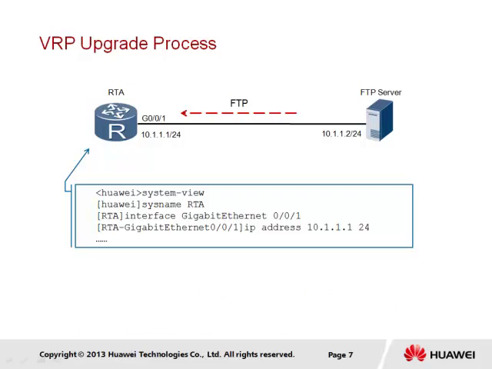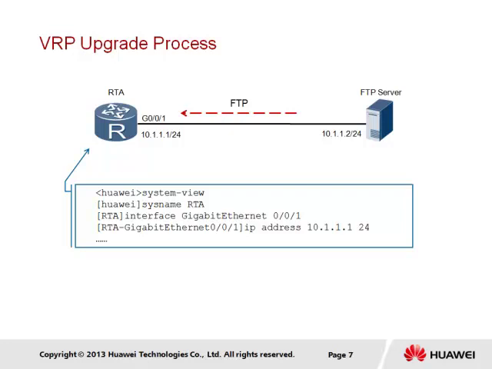We give an example here of how the upgrade process is performed in the case that the device supporting VRP acts as a client and wishes to connect to a server that supports file transfer. The first steps here involve establishing the system name for the device and the assigning of an IP address to the device to allow IP communication between the router and the server to be achieved.